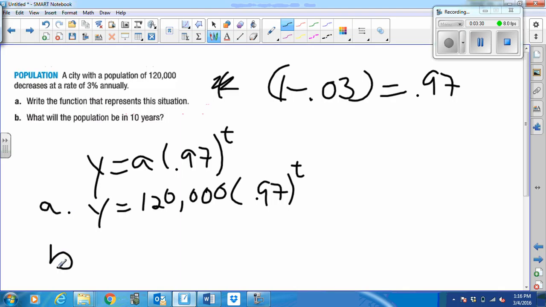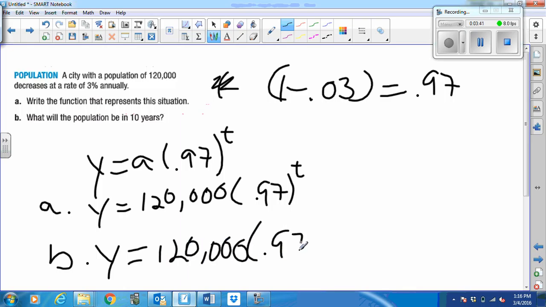And now part B, what will the population be in 10 years? Well, that's just going to be 120,000 times 0.97 raised to the 10th power. And so in 10 years, the population is going to be 88,491. It was 88,490.89523, but I don't think anybody wants to be that 8/10 or 9/10 of a person, so you'd round it to the nearest whole number.